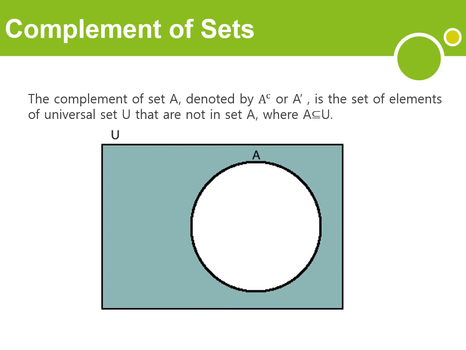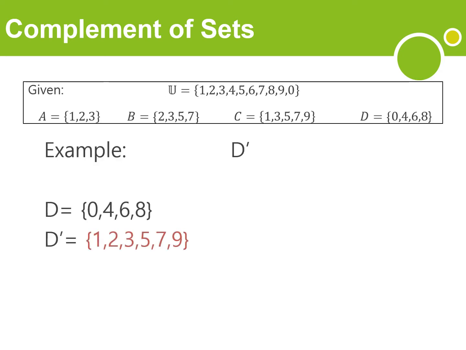Our shaded portion is outside A, since the complement of A are the elements in the universal set except those in A. Okay. Example, we have D prime or complement of D. So, D equals 0, 4, 6, 8. So, that is in our given. So, when we say complement of D or D prime, these are the elements in the universal set except 0, 4, 6, and 8. That is why our D prime is 1, 2, 3, 5, 7, 9.